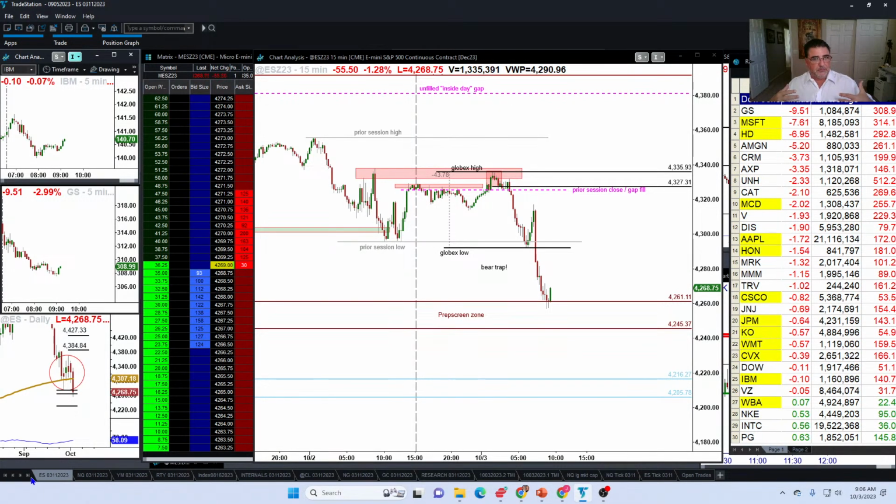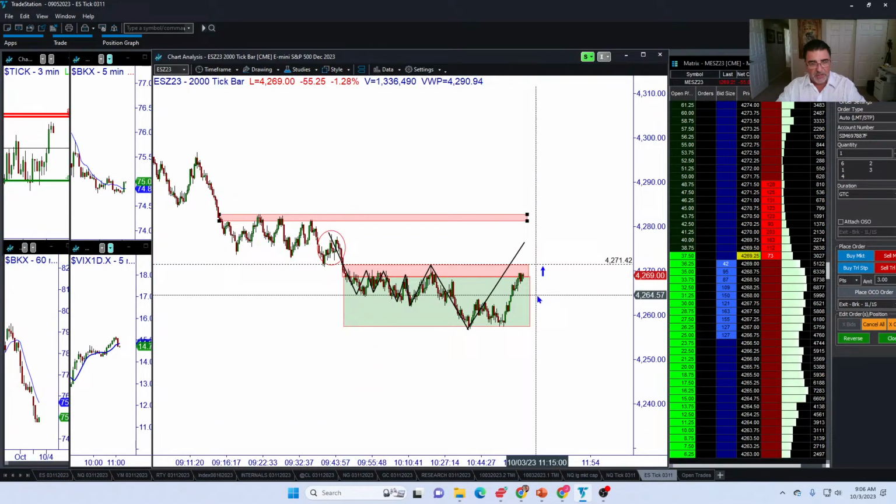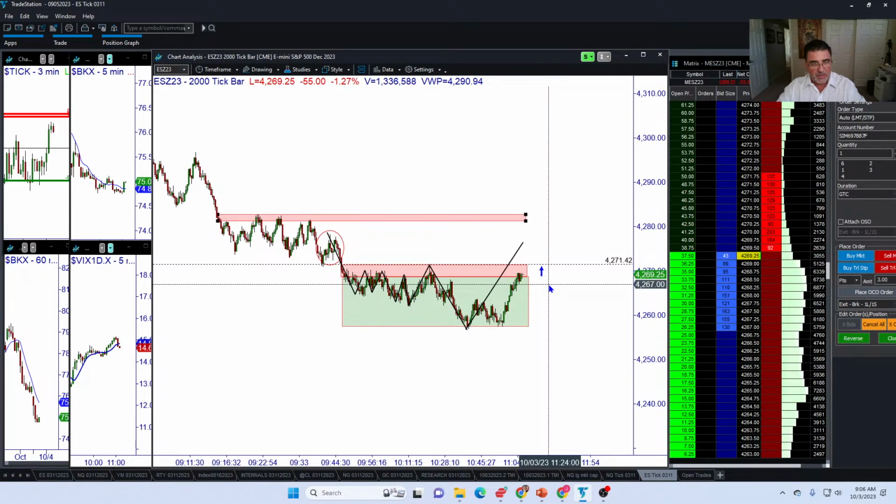And expectations of the gap fill. All of these are adding to and helping me evaluate the potential move back up, okay? Dropping down to the smaller time frames, we're finding a way to break into that, okay?